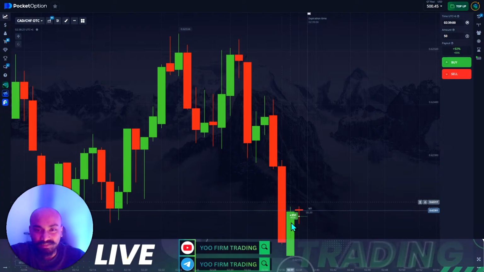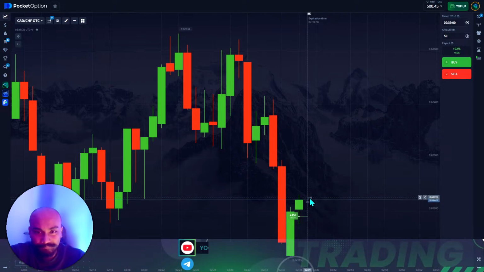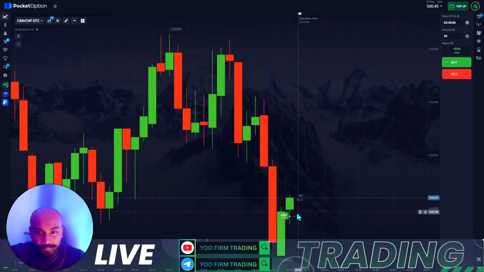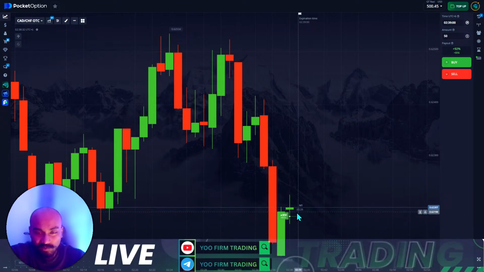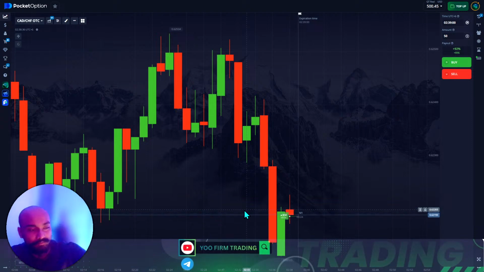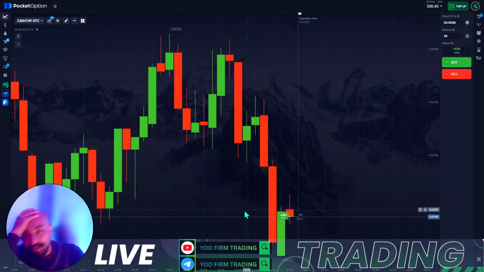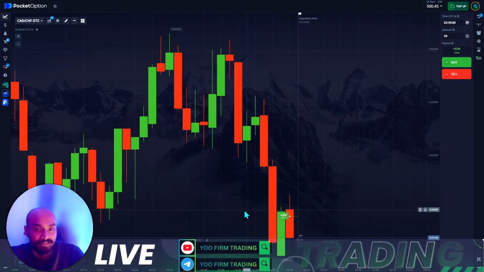This candle has lots of pressure in it. You see the candle actually reverses from anywhere.